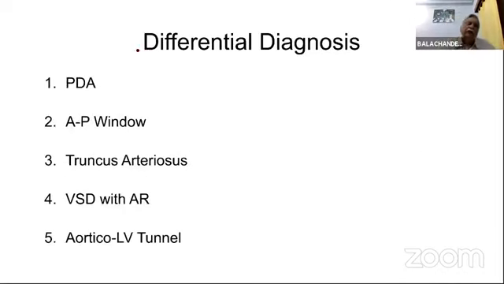As a differential diagnosis, if they ask the conditions, these are the usual differential diagnosis: PDA, closest, AP window. AP window as a continuous murmur is quite rare. It's not that common. Truncus, of course, there may be cyanosis, but in presence of large pulmonary arteries, you may not get it. Closest is VSD with AR, and aortic or LV tunnel is only in small children or in pediatric age group. Usually it doesn't come in adults. Next slide.